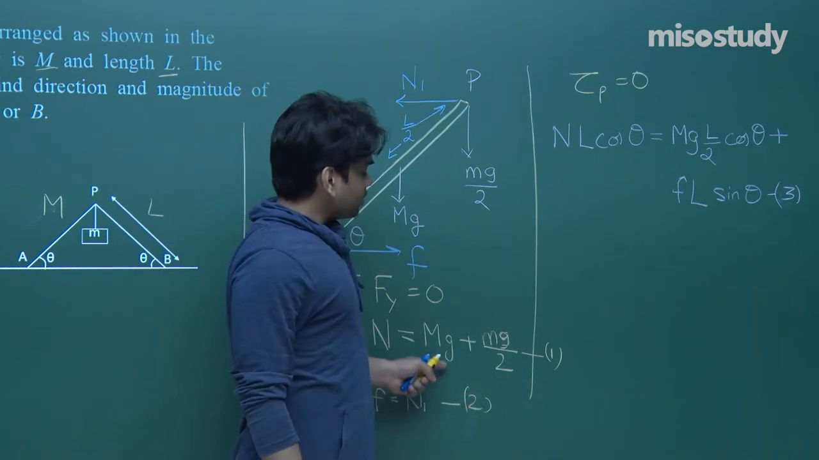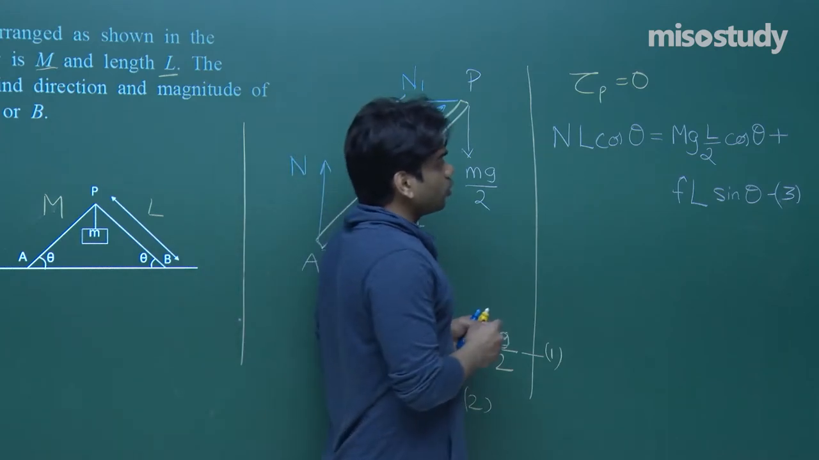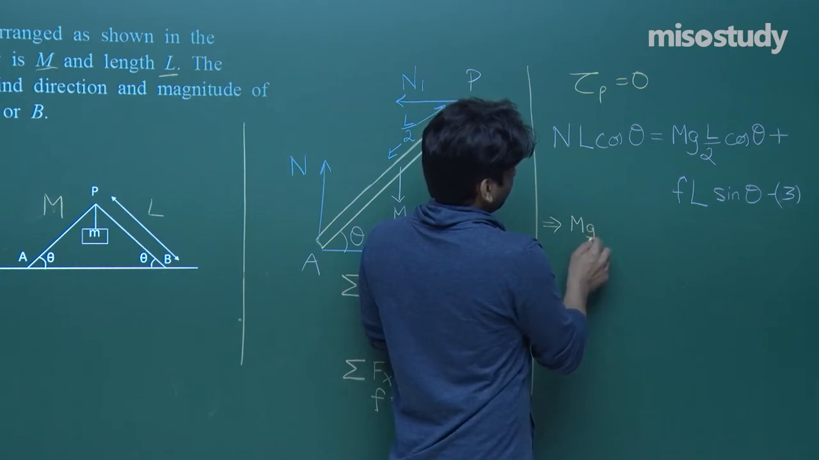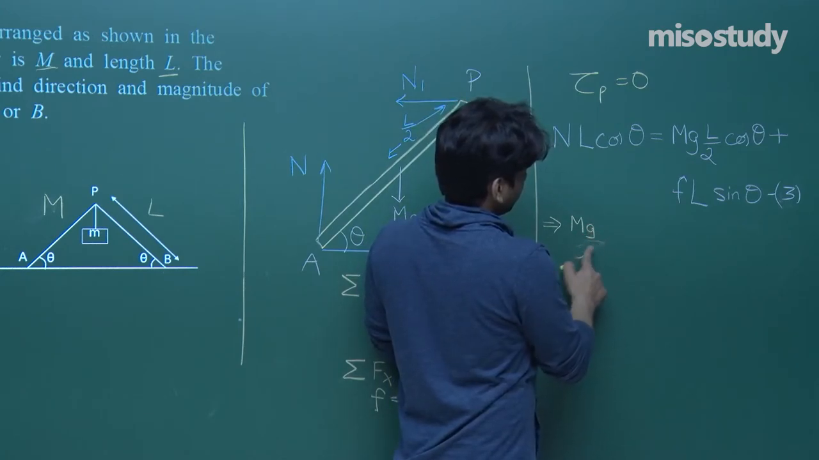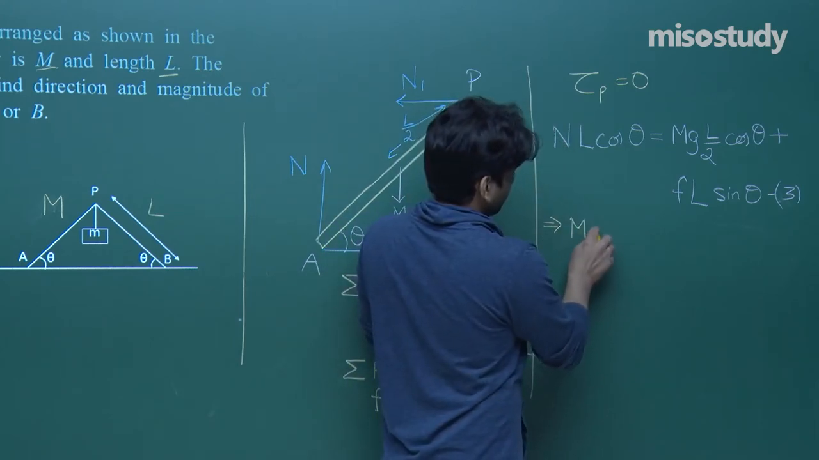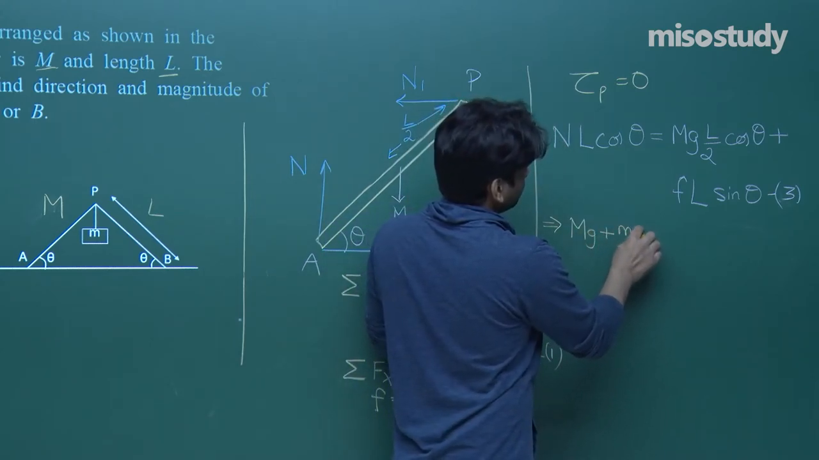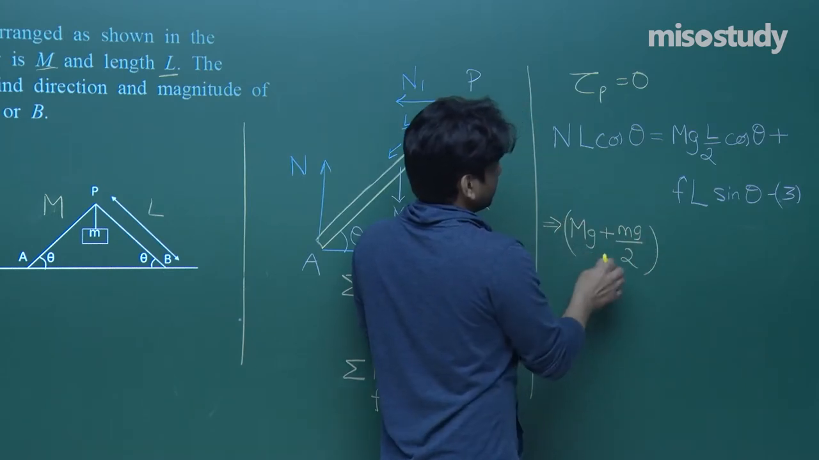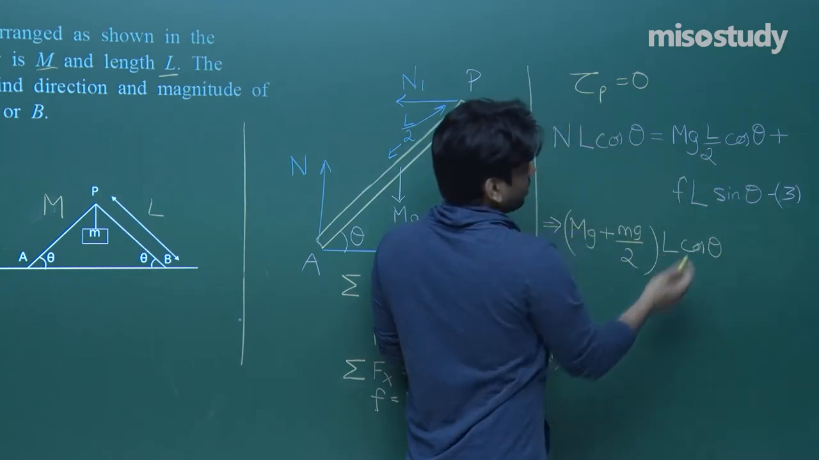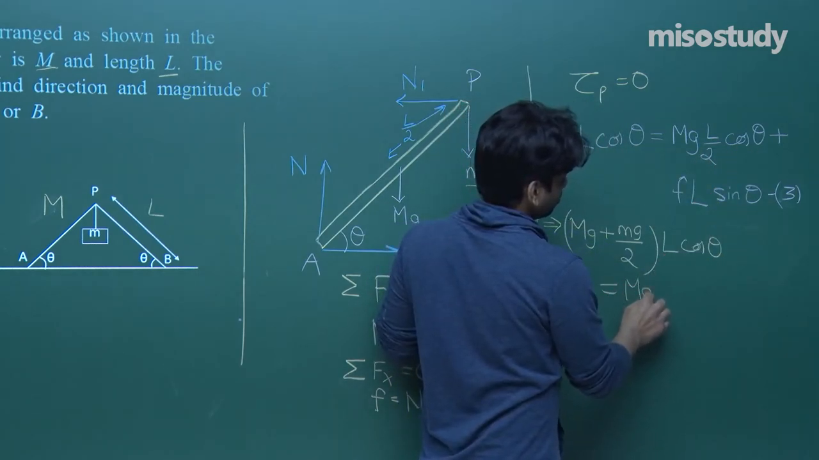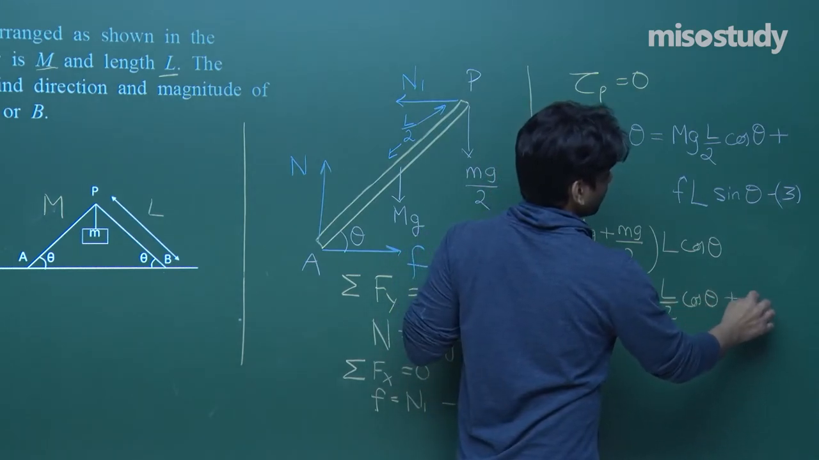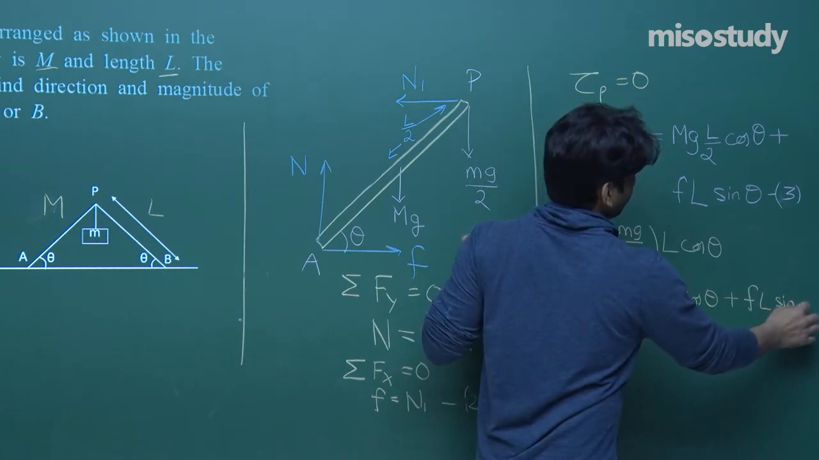Capital N can be replaced as Mg plus Mg by 2. So that is what I'm going to do. I'm going to replace capital N by Mg plus small mg by 2, and this is multiplied with L cos theta, which is equal to mg L by 2 cos theta plus F L sine theta.